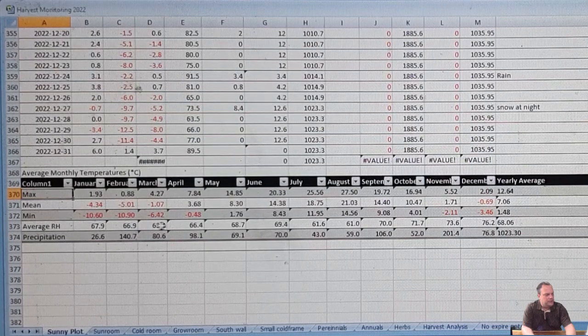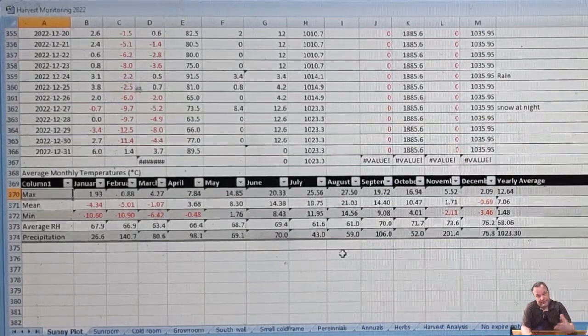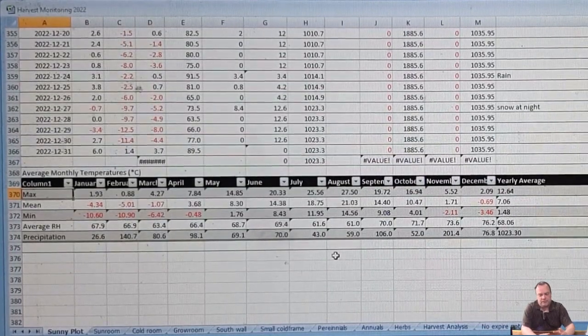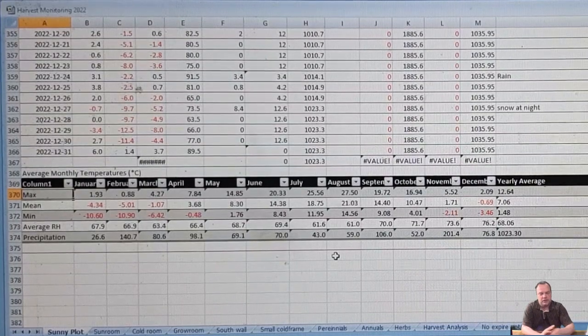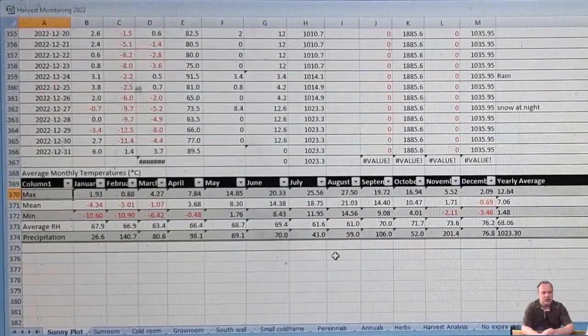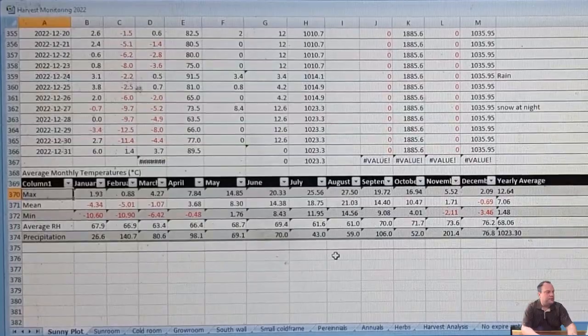Average relative humidities for the month. And the average humidity for the year. The total precipitation for the month and the total precipitation for the year. Now I have several thermometers going because I'm trying to do more of a sciencey thing and finding the different microclimates and how different things affect the temperature.